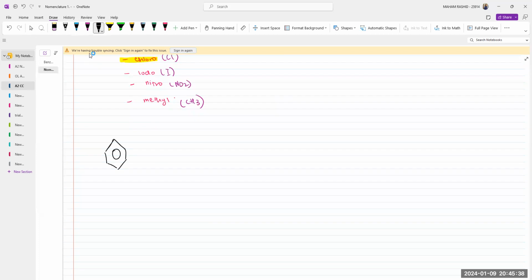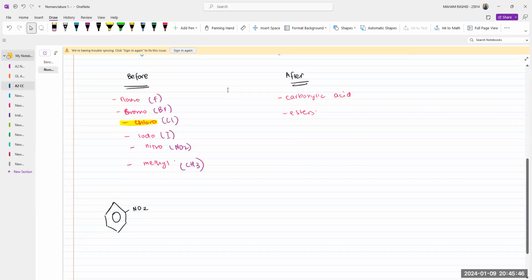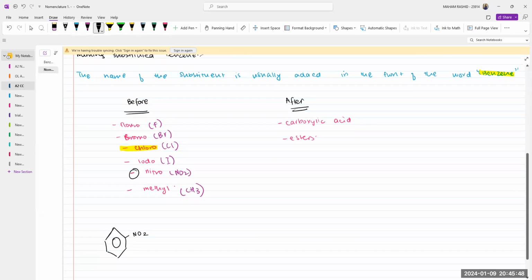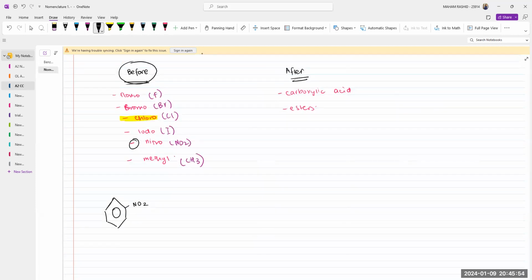Okay. Now, this is my benzene ring and I have a nitro group attached to it. Now, we know that when I have a nitro group, it's going to come before the word benzene. So this will be named nitrobenzene. And here we see that nitro comes before the word benzene.